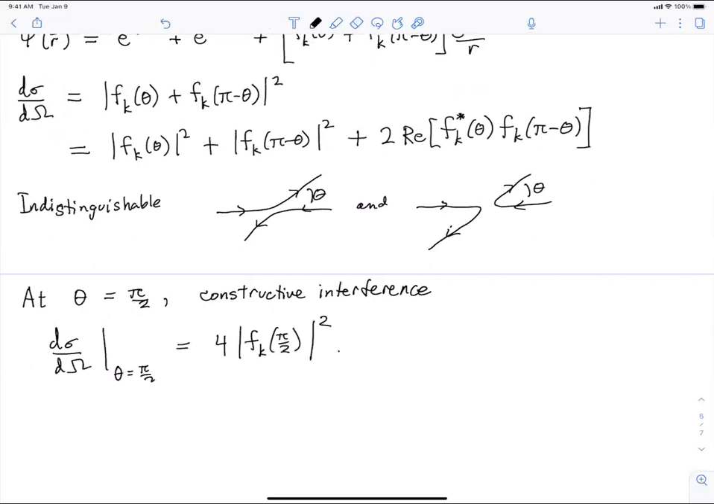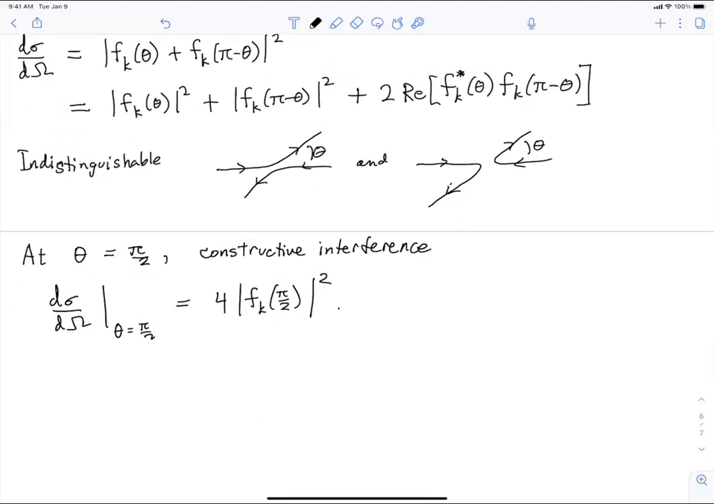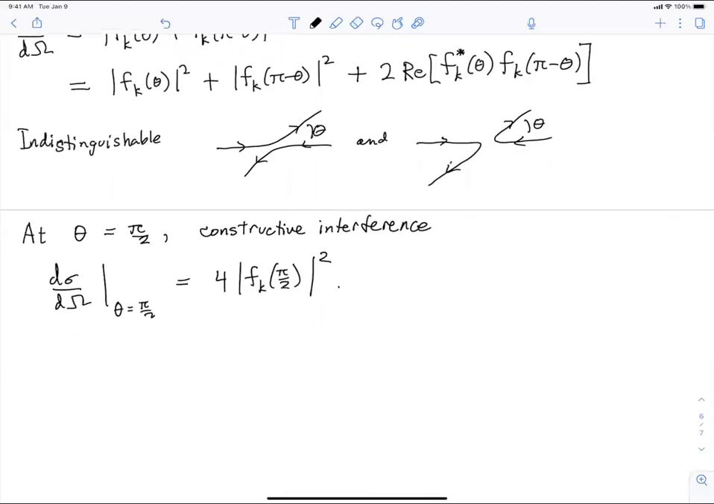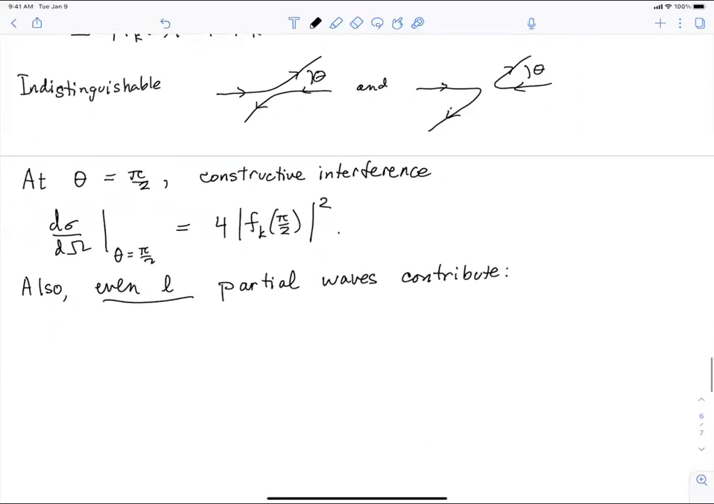Okay, another thing that you can tell is, let's say we take our scattering amplitude and we did a partial wave expansion on it, then only even angular momentum partial waves will contribute. So even L partial waves contribute. And so let's see quickly how that comes about. We are taking f_k of theta plus f_k of pi minus theta.